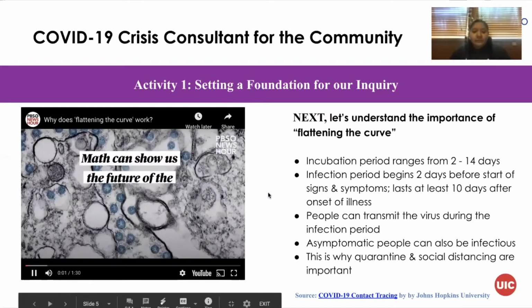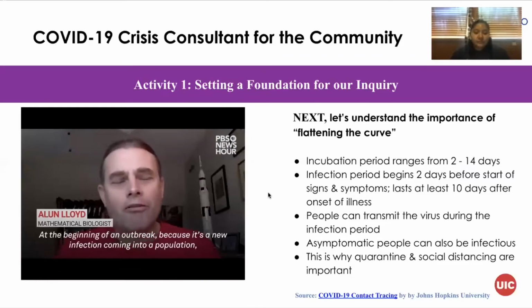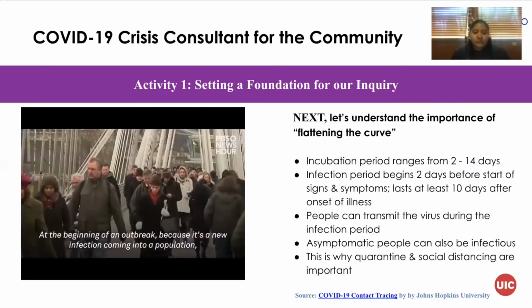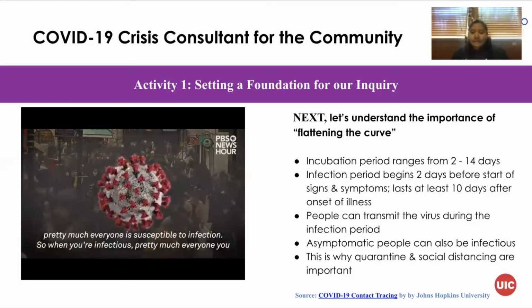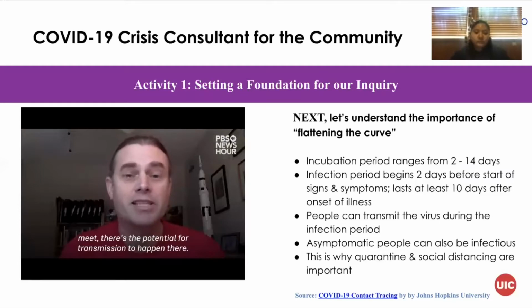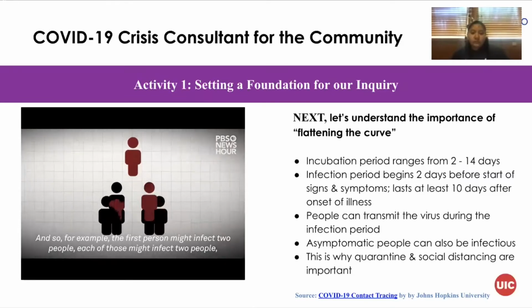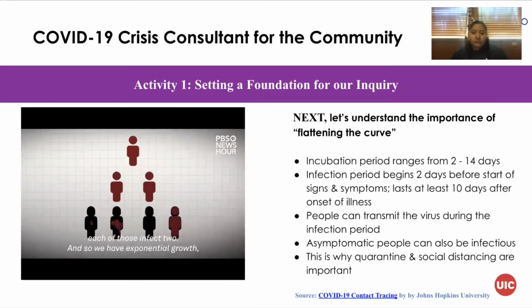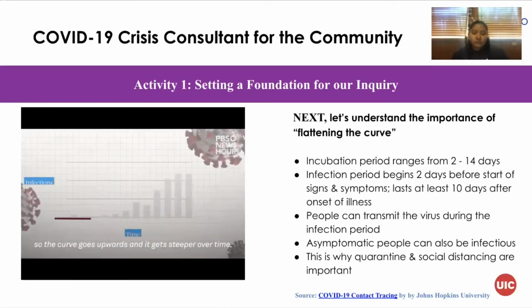Math can show us the future of the coronavirus. Here's how. At the beginning of an outbreak, because it's a new infection coming into a population, pretty much everyone is susceptible to infection. So when you're infectious, pretty much everyone you meet, there's the potential for transmission to happen there. And so, for example, the first person might infect 2 people, each of those might infect 2 people, each of those infect 2. And so we have exponential growth. So the curve goes upwards and it gets steeper over time.